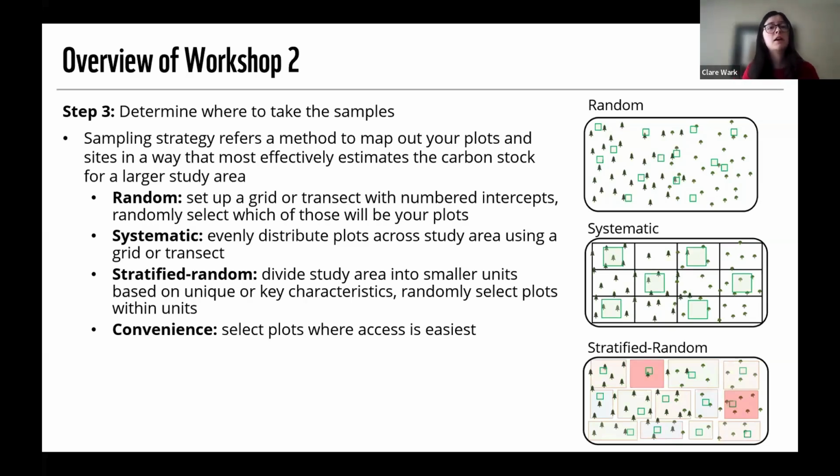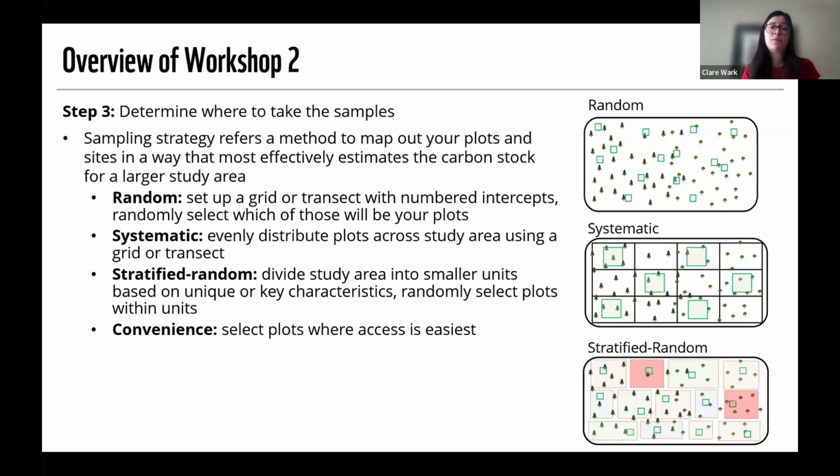For systematic sampling, you evenly distribute your samples across the study area. So this is good for smaller study areas that are typically more uniform. And in order to use this strategy effectively, you must understand the variability across the entire study area. That's really important for this one.